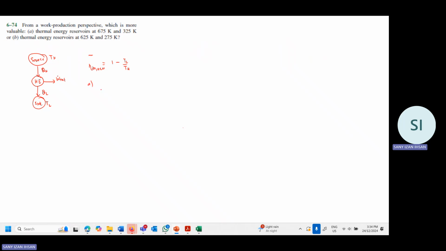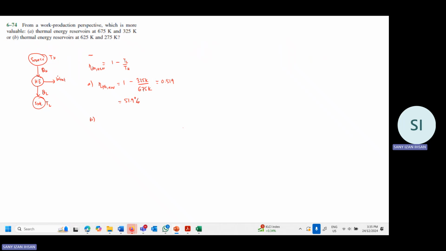So for the first part, the thermal efficiency for the reversible condition here would be 1 minus TL, 325 Kelvin, divided by 675 Kelvin. So if you calculate this, you will get 0.519 or 51.9%. Okay, that will be the ideal or the reversible performance, 51.9% efficiency.